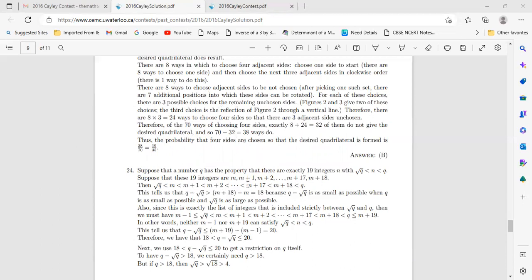From this, you can create another condition: if you subtract the starting point and the end point, you would be getting an integer. Square root of q is getting subtracted from q, and you're also subtracting m plus 18 and m. So this m and this m will cancel out each other. You will obtain the result as 18.